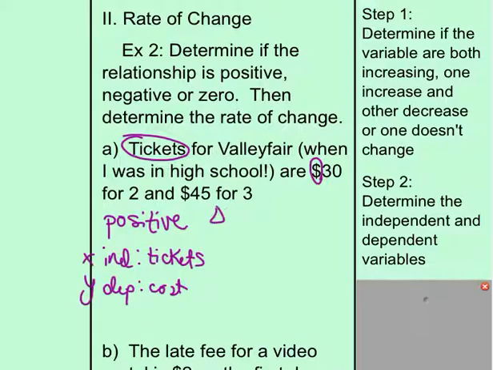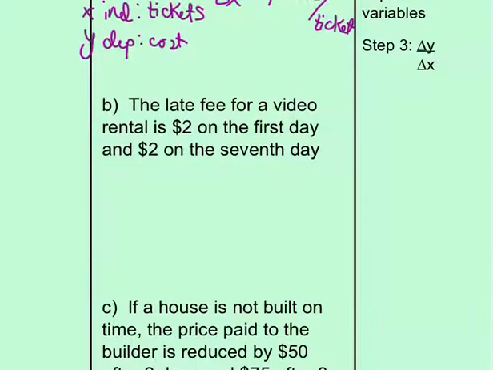So we're going to find change in y over change in x. Change in cost was from $30 to $45. And change in tickets went from 2 to 3. So it was $15 per ticket. Sorry, the last step is setting up that ratio we just looked at.